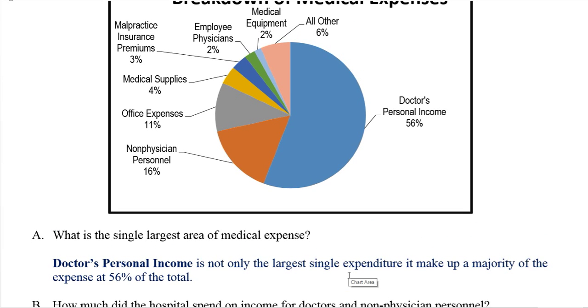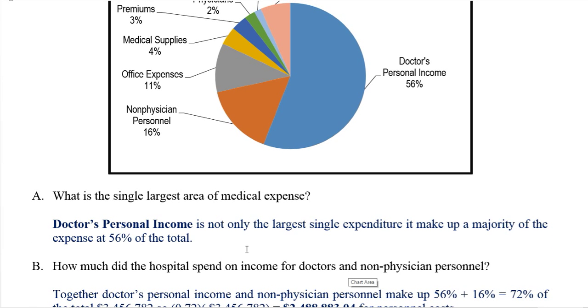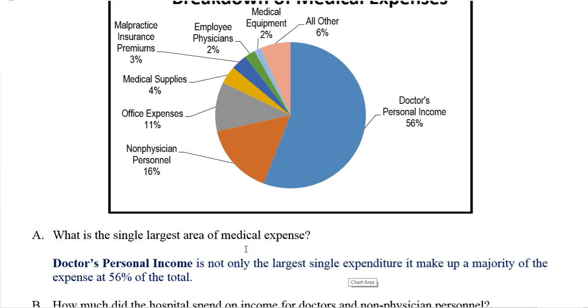How much did it spend on income for doctors and non-physician personnel altogether? So how much did they spend on salaries? Well, if you look, none of these are salaries up here. Non-physician employee here, doctors personal. I'm not sure about this employee physicians if that's included or not, but this is income here. So we're going to add those two for sure, and maybe that one as well.